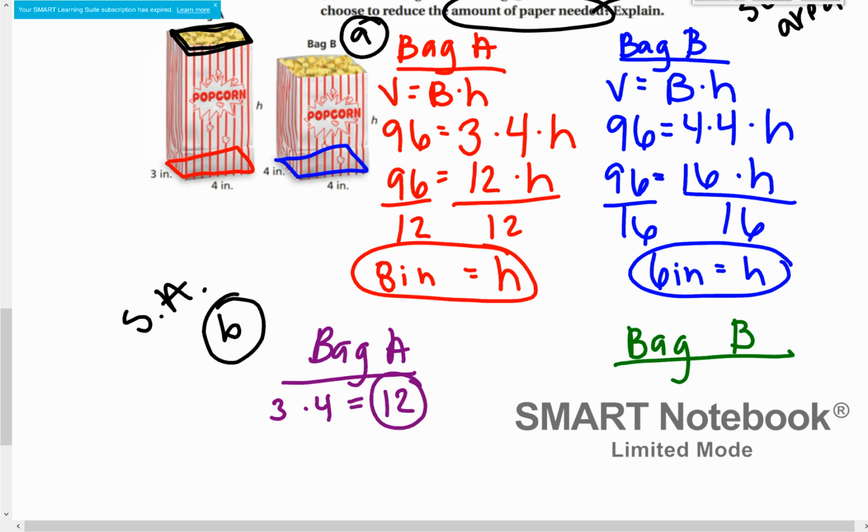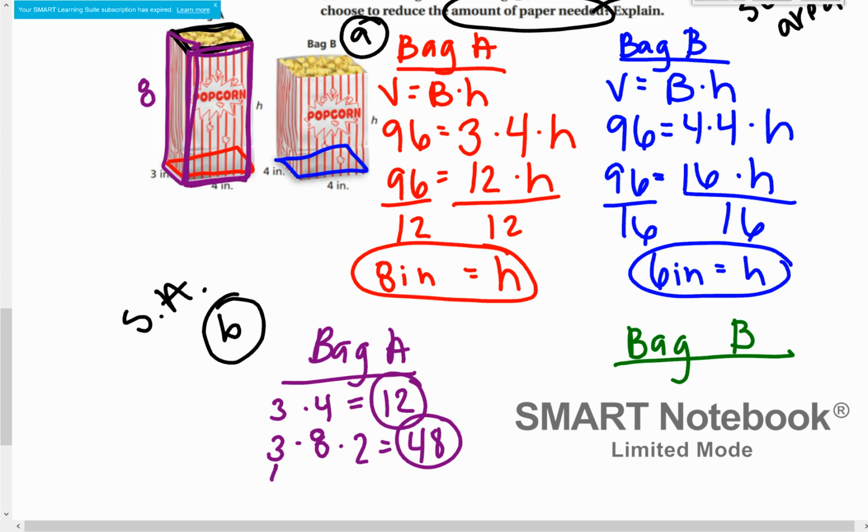Then we have our left and right sides, which are 3 by our height, which for bag A was 8. So 3 by 8. And we do have a right and left side, so that's times 2, which gives us 3 times 8, which is 24, times 2 is 48. Then we have that front and back, which is 4 by our height, which is 8. So 4 times 8, front and back, times 2. 32 times 2 is going to give us 64.